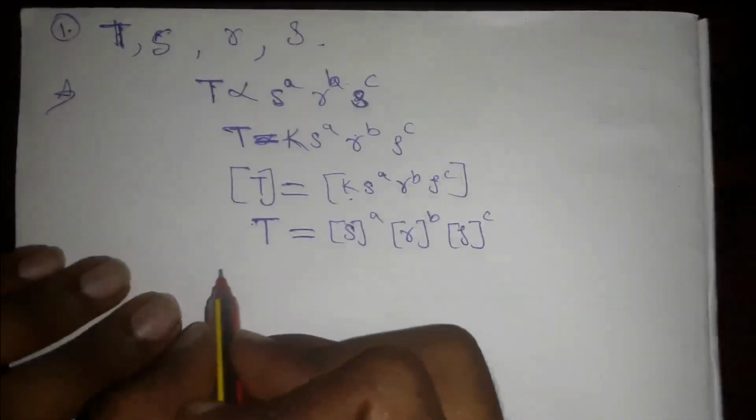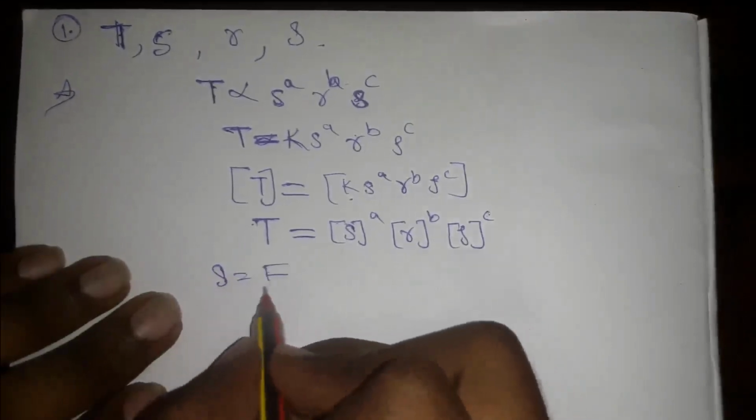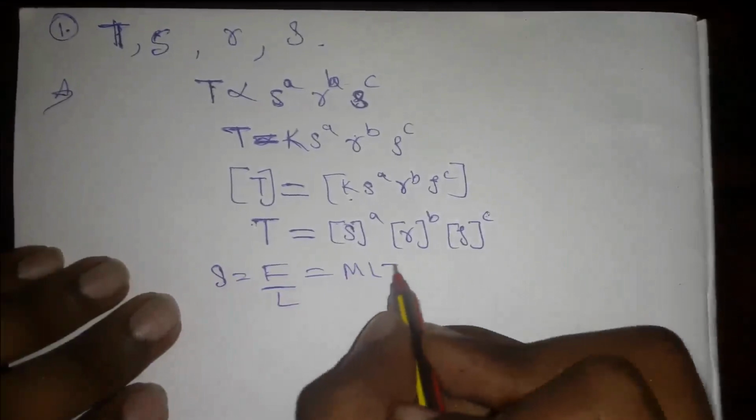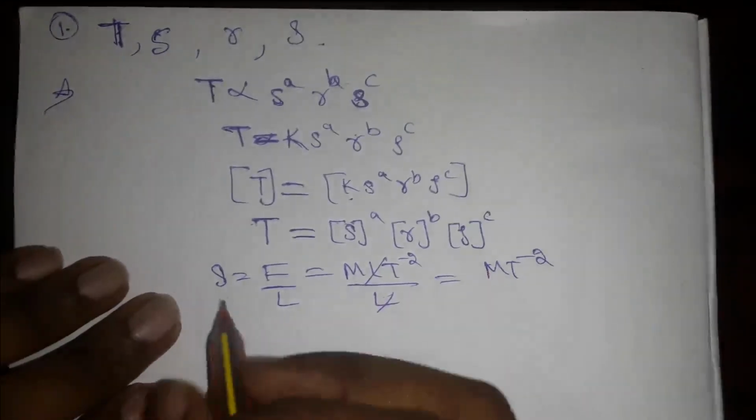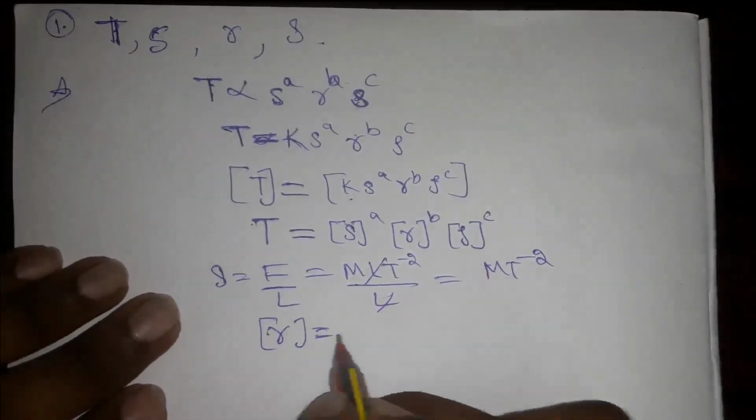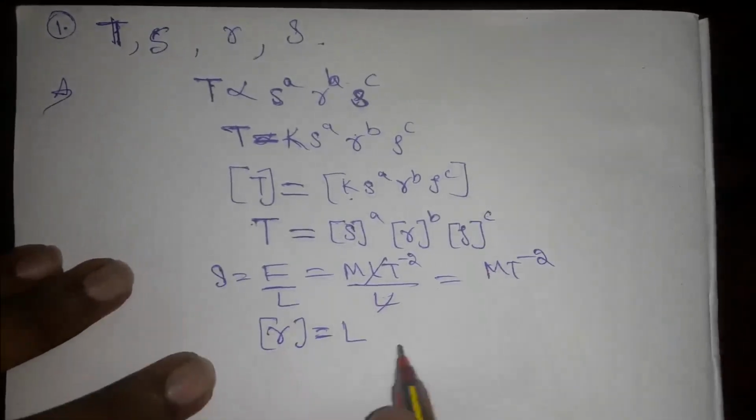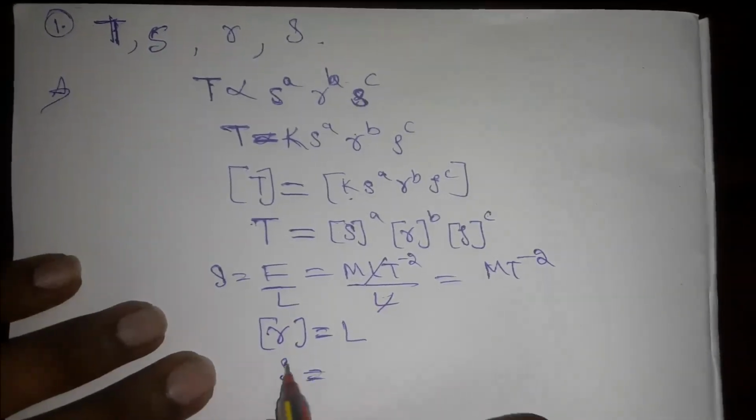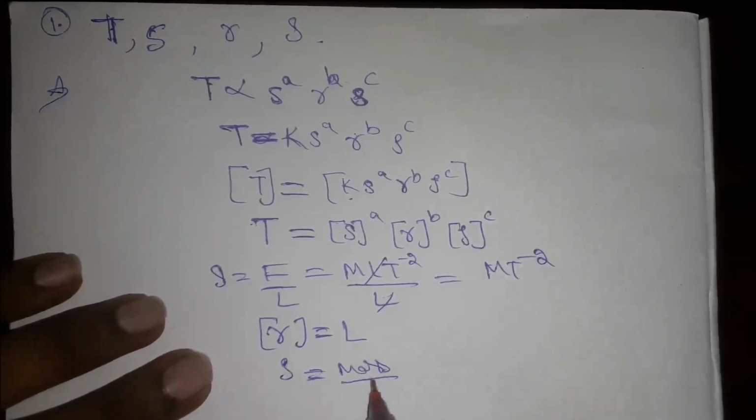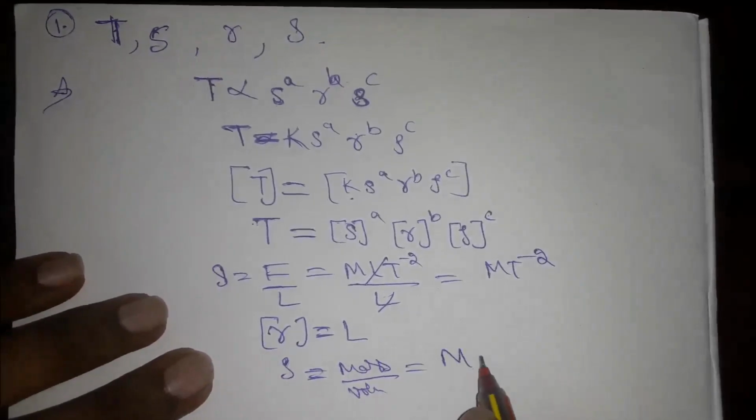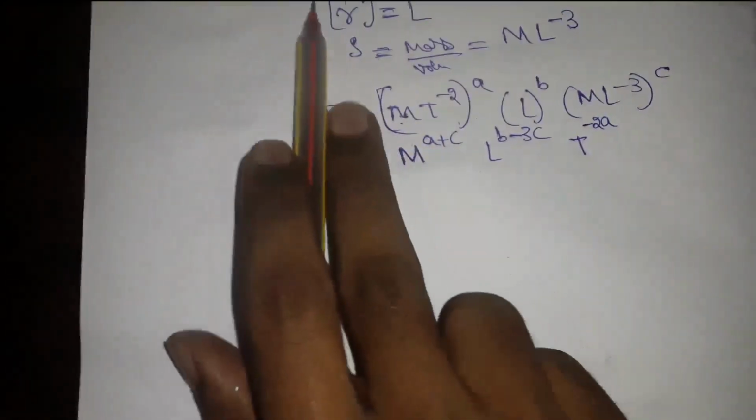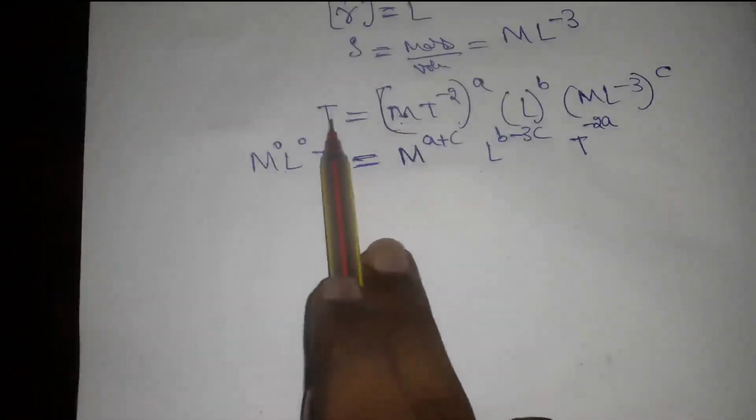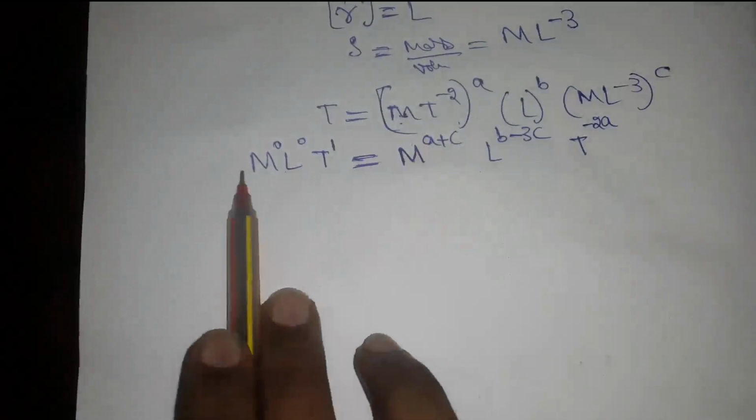The surface tension formula is force per unit length. So the dimension is MLT minus 2 divided by L, that is L cancels, MT minus 2. R is length, so L, and rho is density, which means mass by volume, that is ML minus 3. So we can substitute it here. When we substitute the values of S, R and rho, we get this equation, and when we solve it, we get this.